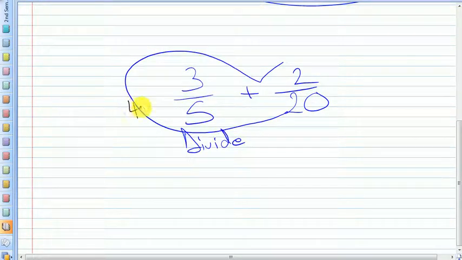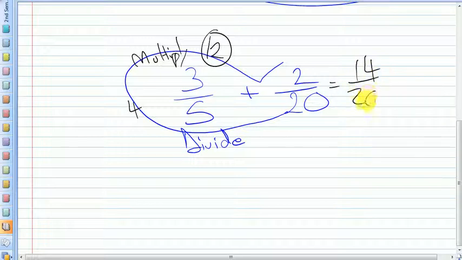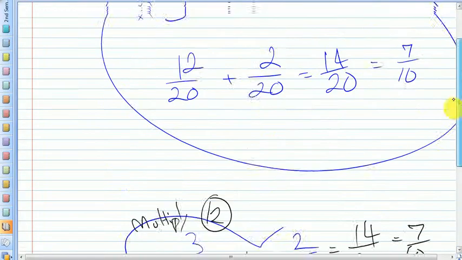We take that 4 and we multiply it by 3. 4 times 3 gives us 12. 12 plus 2 is 14 over 20, which simplifies to 7 over 10. Now, mathematically, they're equivalent, but for some students, this is easier to see than this. So we'll do that again.